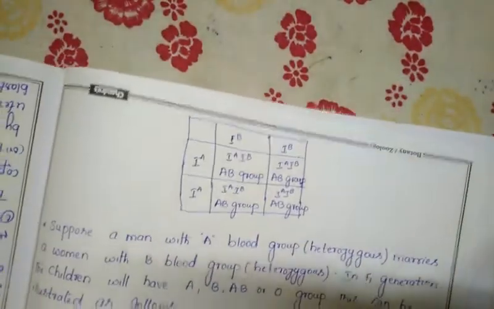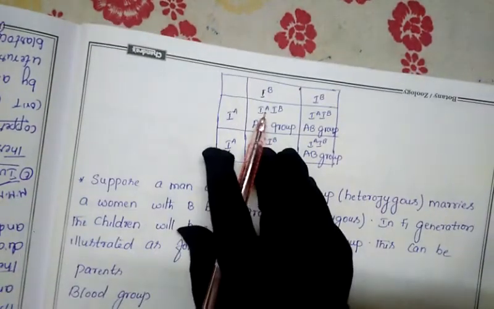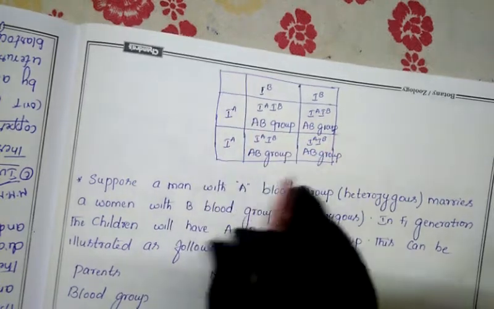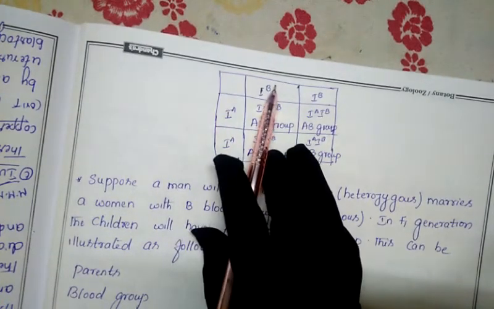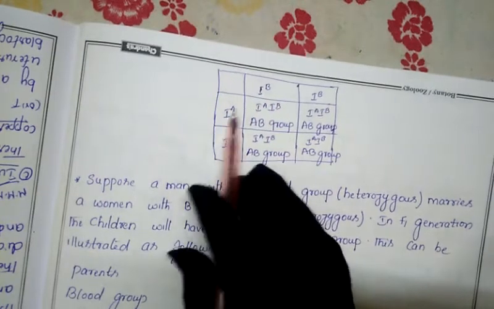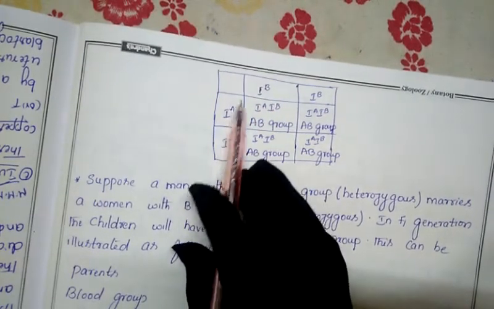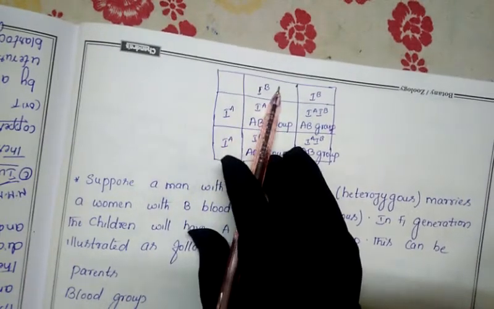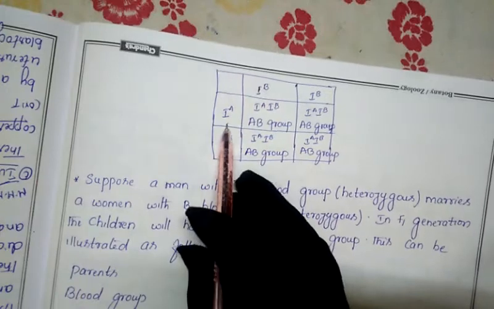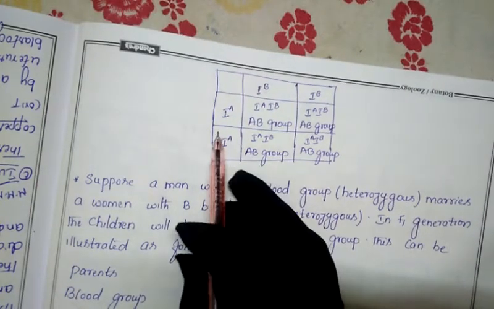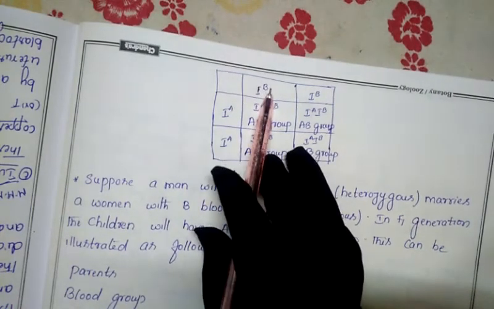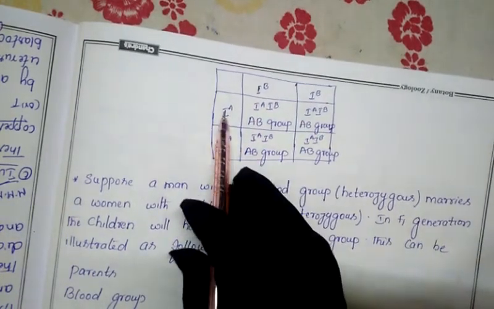And these gametes we now have to put in the checkerboard, as we discussed in our previous classes. How to write the checkerboard, the same pattern we have to follow. We write the alleles of both parents. Either you write IA here or IB here, wherever you want. But one parent's genes go on one side, and the other parent's genes on the other side. So now we have written IA here and IB here. Let us do the crossing.